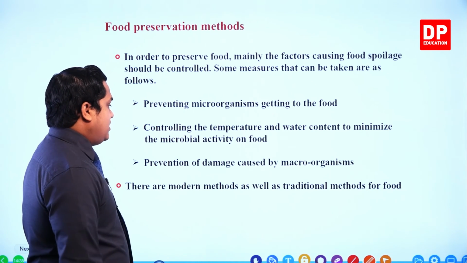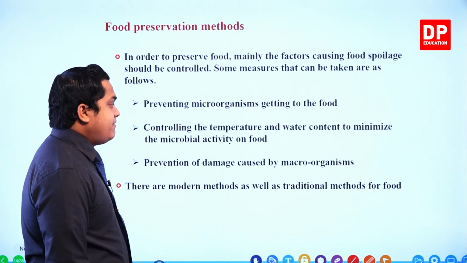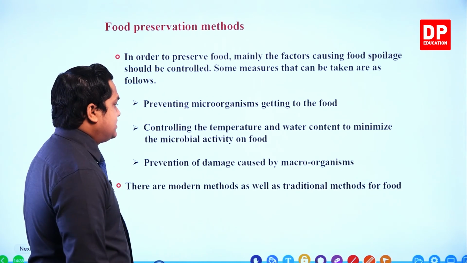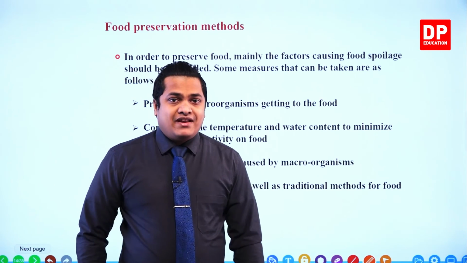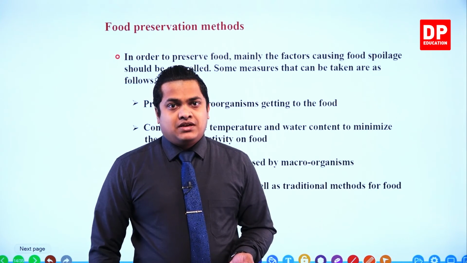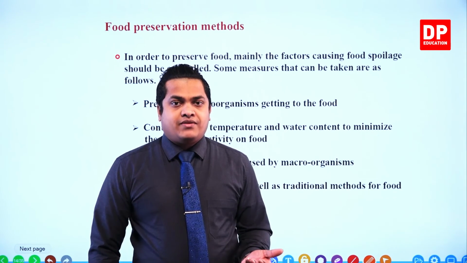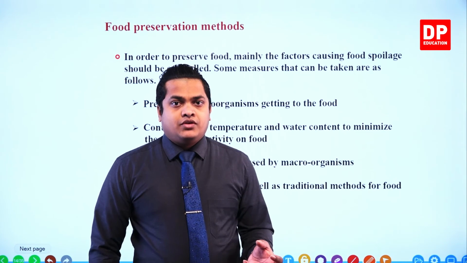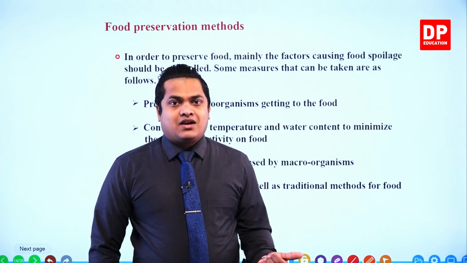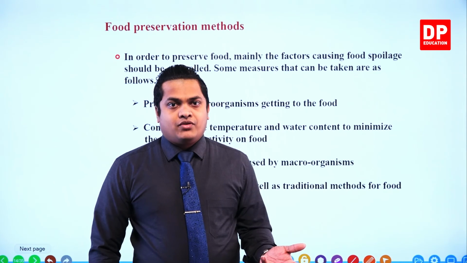Then number 3, the third one, prevention of damage caused by macroorganisms. We can prevent the damage caused by different kinds of animals like the housefly. If you take milk, fish and meat, the housefly is going to lay eggs, especially in meat and fish, and maggots come out after that. This is the main reason for the spoilage of meat and fish, the action of organisms like the housefly, right?